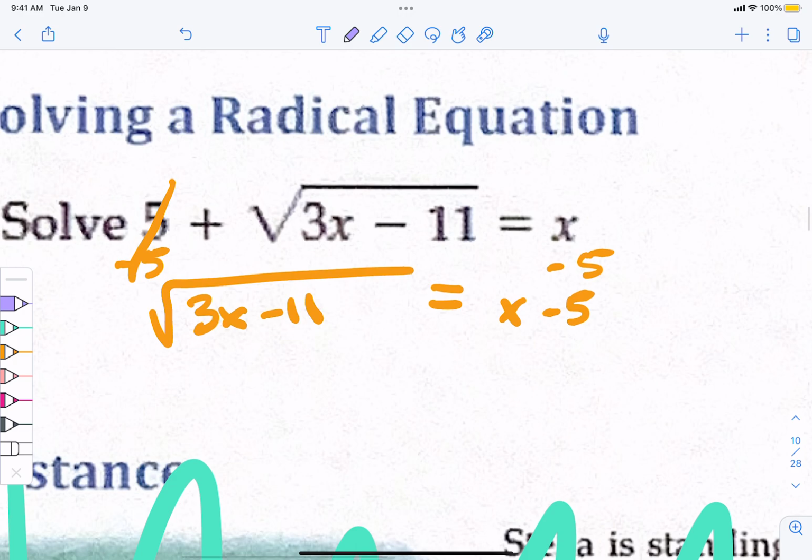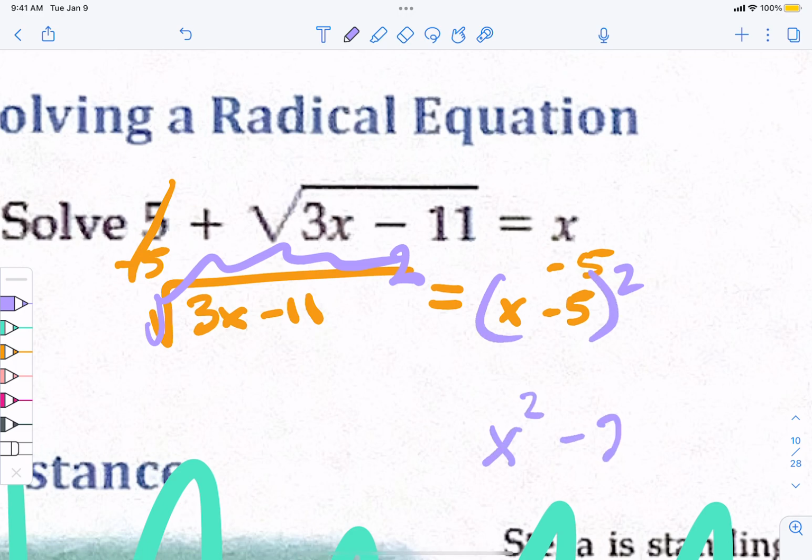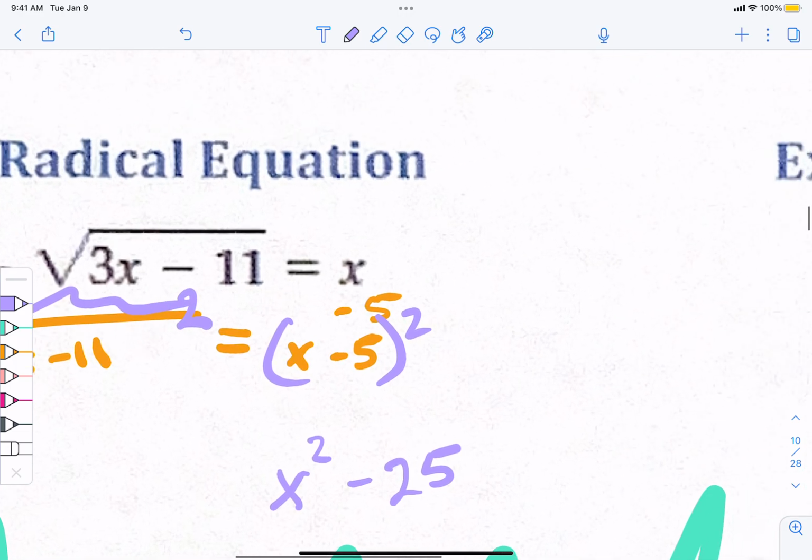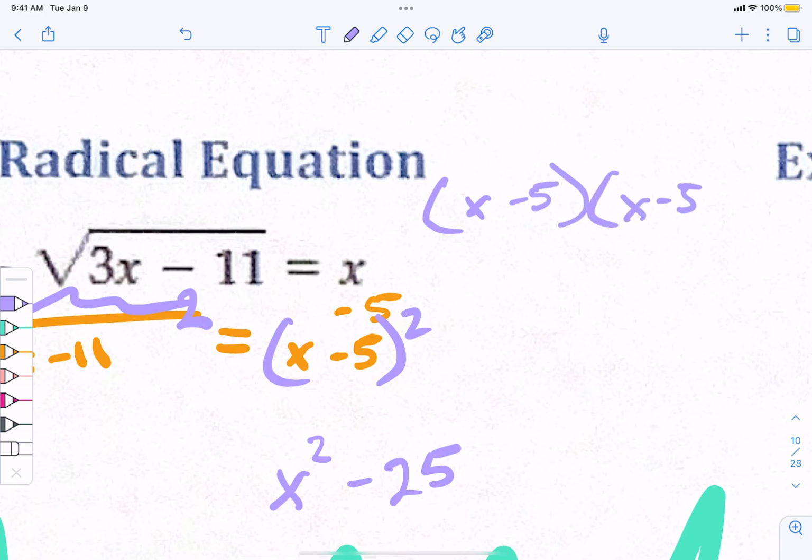Now, here is the tricky part. I got to get rid of the square root, so I'm going to square both sides, right? But the problem is I have to square x minus 5, and that is not the same thing as x squared minus 25, right? Do we understand that x minus 5 squared is not x squared minus 25? X minus 5 squared is x minus 5 times x minus 5, and you have to FOIL it, right? X squared minus 10x minus 10x. Some of you can add those middle 2 pieces in your head, and I encourage you to do that if you can.